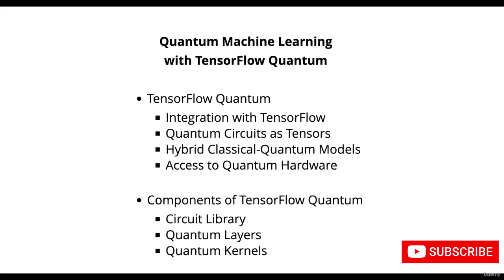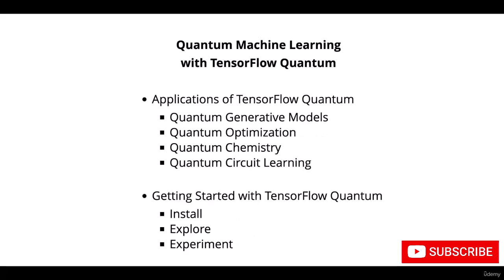The components of TensorFlow Quantum, there are three of them. The first one is the circuit library. TFQ provides a library of predefined quantum circuits and gates for building quantum machine learning models. It provides quantum layers, which implement layers such as quantum convolutional layers, quantum pooling layers, and quantum measurement layers for constructing quantum neural networks. Next, we have quantum kernels. They let you develop custom quantum kernels for performing quantum operations and transformations.